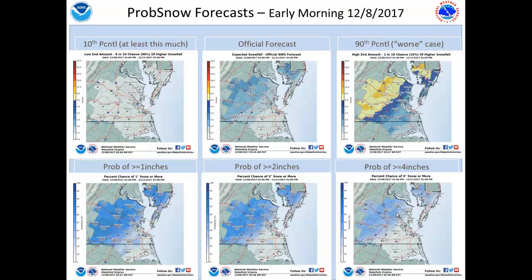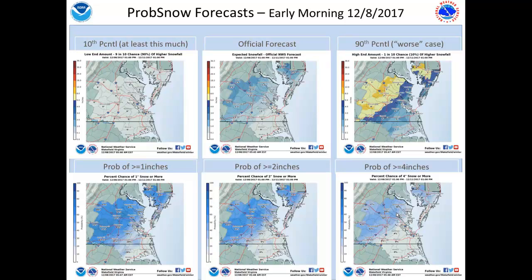Probability of greater than 2 inches in the middle, again, very likely, 60% chance across central Virginia, even 60% chance over Maryland Eastern Shore. At this point, the models were still fairly warm, and you see the probability of 4 inches of snow is still pretty significant, 40% chance across most of central Virginia.